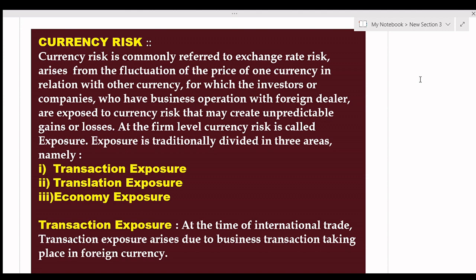Currency risk, commonly referred to as exchange rate risk, arises from the fluctuation of the price of one currency in relation to another currency. Investors or companies who have business operations with foreign dealers are exposed to currency risks that may create unpredictable gains or losses. At the firm level, currency risk is called exposure. Exposure is traditionally divided into three areas, namely transaction exposure, translation exposure, and economic exposure.